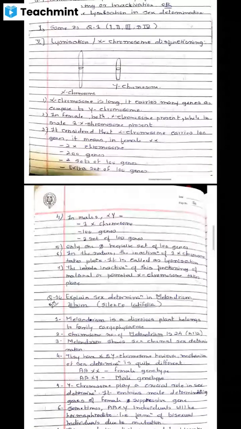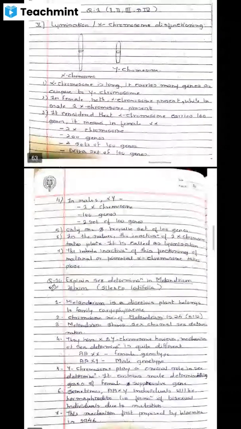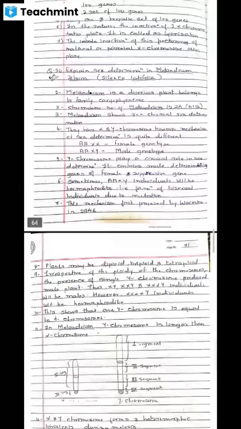Yes, ma'am. Okay, so the next question, or last question in this unit, is: explain the sex determination in Melandrium album. In Melandrium album, the sex determination formula will be quite different. This Melandrium album is also called Silene latifolia.